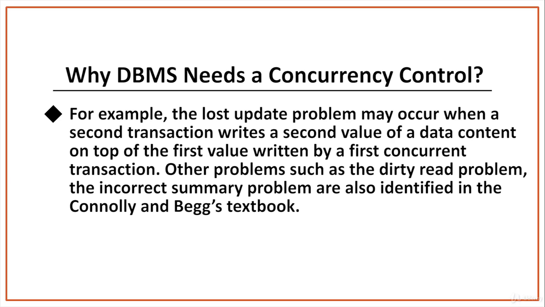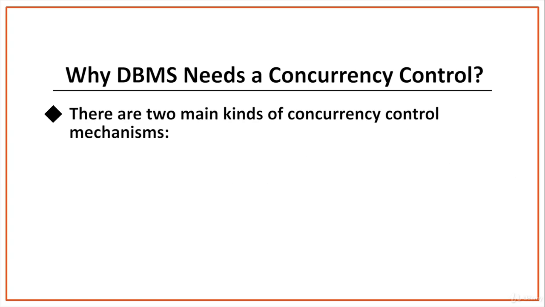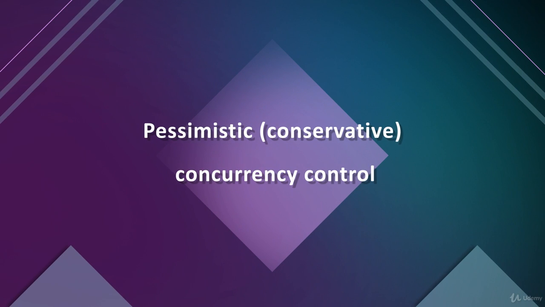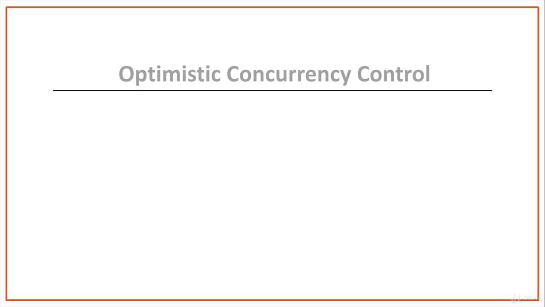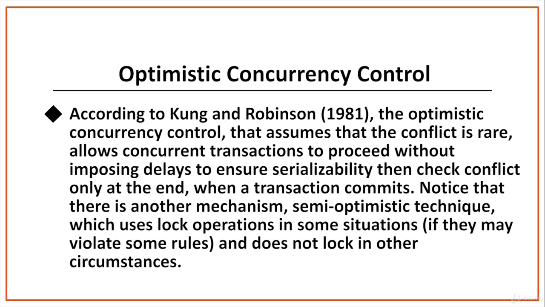Other problems, such as the dirty read problem and the incorrect summary problem, are also identified in Connolly and Begg's textbook. There are two main kinds of concurrency control mechanisms: the pessimistic or conservative concurrency control and the optimistic concurrency control. The pessimistic concurrency control delays the transactions if they conflict with other transactions at some time in the future by locking or a timestamping technique.